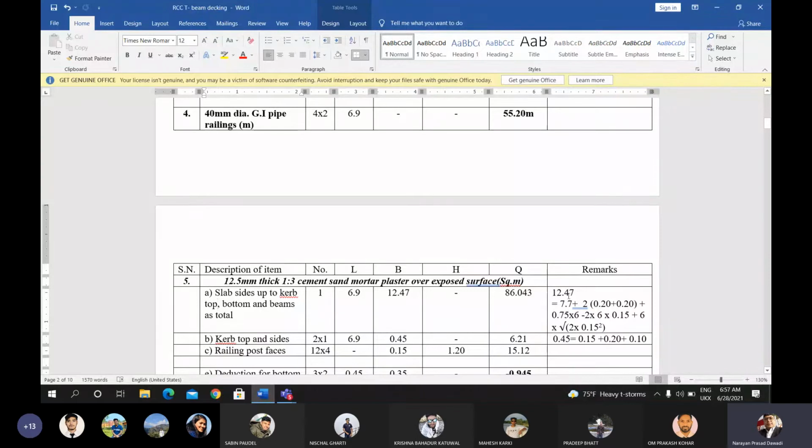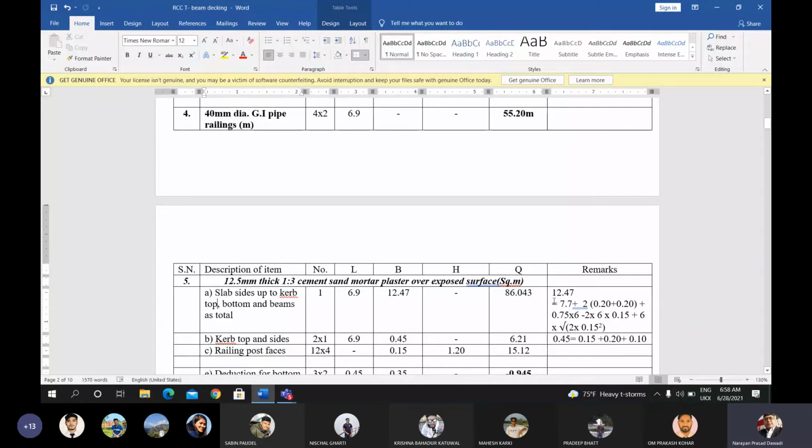That is 7.7 bottom portion. 2 times 0.20 is the core portion and the slab side portion. 0.75 into 6 is the beam vertical portion. Minus 2 into 6 into 0.15. That is the beam fillet portion, vertical and horizontal part is deducted, and the fillet portion's inclined part is added. Okay, the fillet portion's inclined part is added.